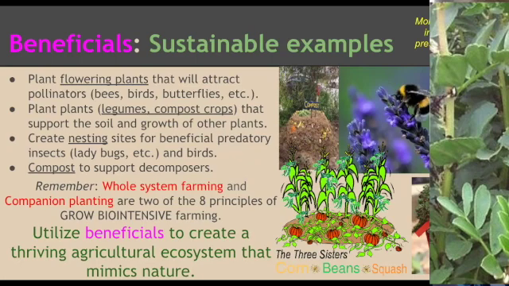But essentially, the biggest thing that I want to emphasize is that there are two principles of Grow Biointensive that focus on companions. One is the idea of companion planting in general. And the second, like I've mentioned a bunch of times already, is this idea of whole system farming. And we are going to delve deeper into whole system farming by learning about companions at a deeper level.